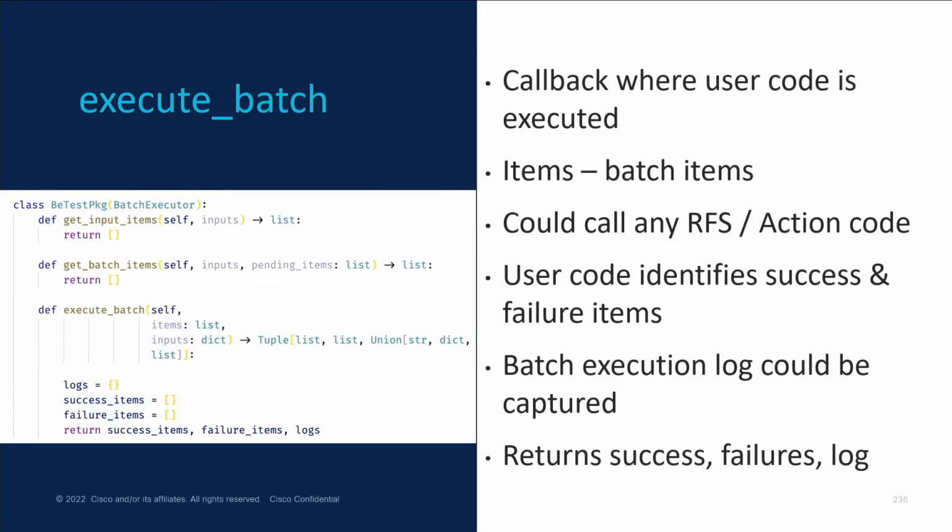All right, and this is finally where we write our custom code. The items that you see here are basically the small number of, let's say, the X items, which is broken down from the N items, right? And this is the list, the original input that we model in the Yang. And the expected return type is a tuple of successful items, failure items, and logs. By returning this, the batch execution framework automatically stores all this detail in the CDB.